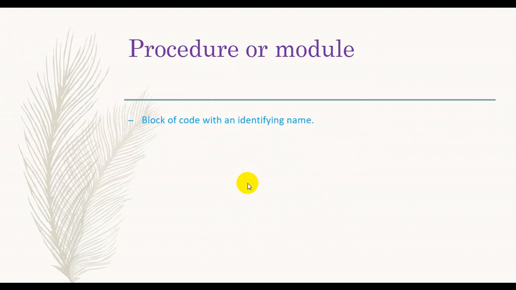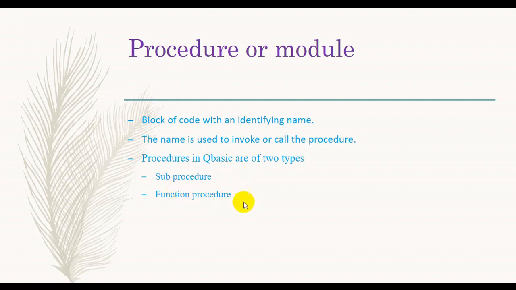So what is actually a procedure or a module? It is a block of code that has its own identifying name through which it is called by the main module, and the name is used to invoke or call the procedure. Subprocedures are of two types. That means in QBasic we have sub procedure and function procedure.